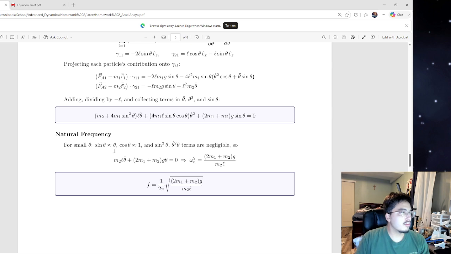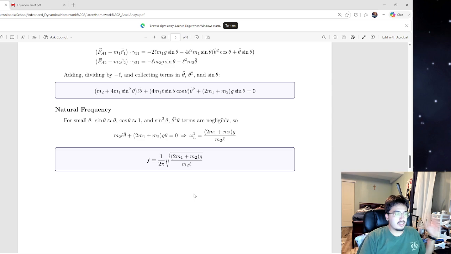Then for the natural frequency, I applied some of the tips given in the problem. For example, we know that sine of theta is essentially theta, and cosine of theta is going to be 1. Sine squared of theta is basically 0, as well as theta dot squared. These are all basically negligible. So we cancel this out because of sine squared theta, cancel this whole thing out because of theta dot, and then we're left with this equation, divided over to get the omega squared term. Then we can take the square root of that and divide it by 2 pi to get the frequency of the oscillations in hertz.